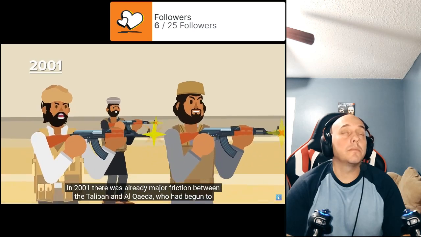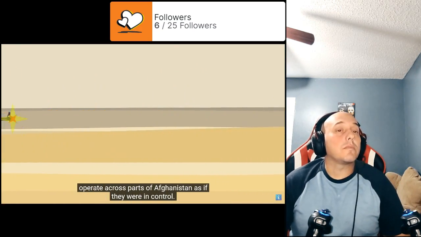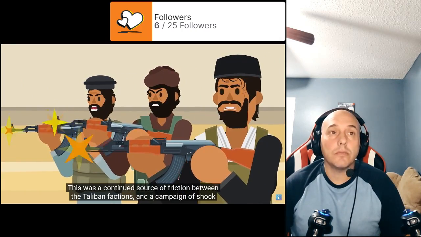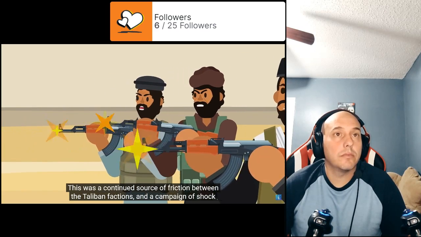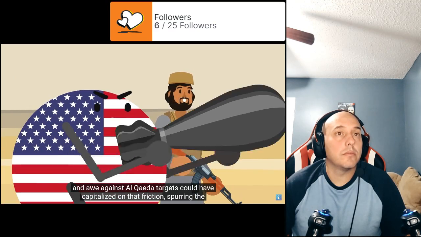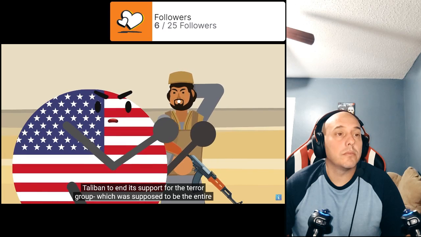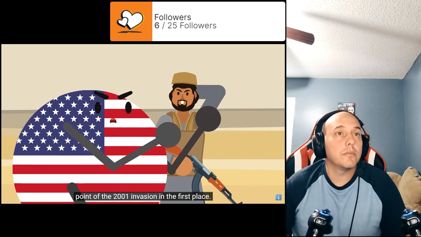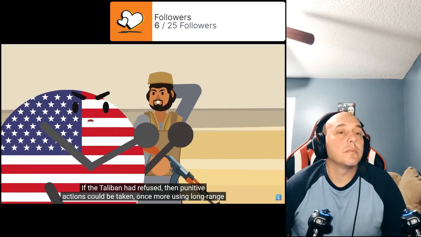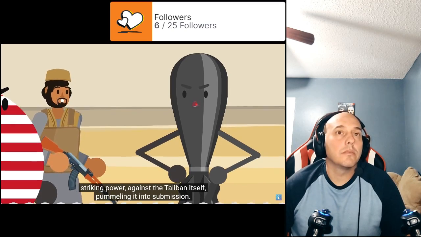In 2001, there was already major friction between the Taliban and al-Qaeda, who had begun to operate across parts of Afghanistan as if they were in control. This was a continued source of friction between the Taliban factions, and a campaign of shock and awe against the al-Qaeda targets could have capitalized on that friction, spurring the Taliban to end its support for the terror group, which was supposed to be the entire point of the 2001 invasion in the first place. If the Taliban had refused, then punitive actions could be taken, once more using long-range striking power against the Taliban itself, pummeling it into submission.